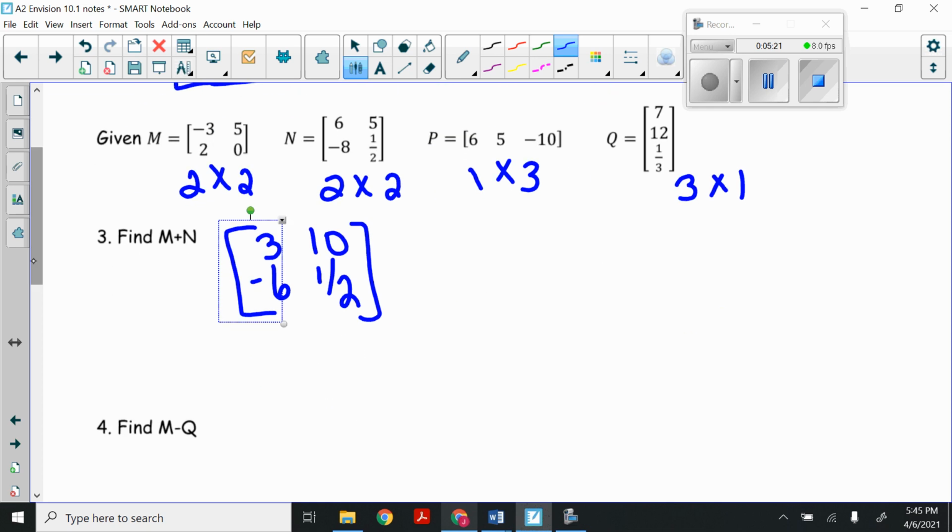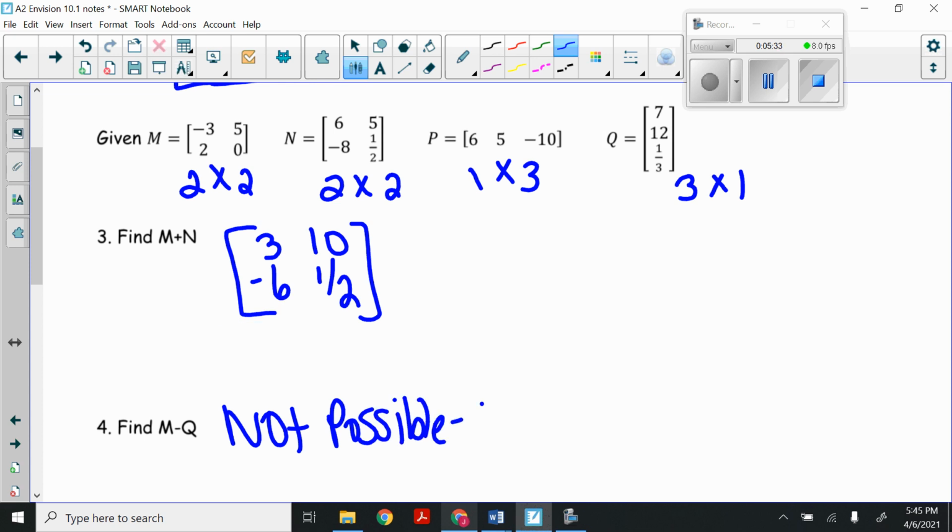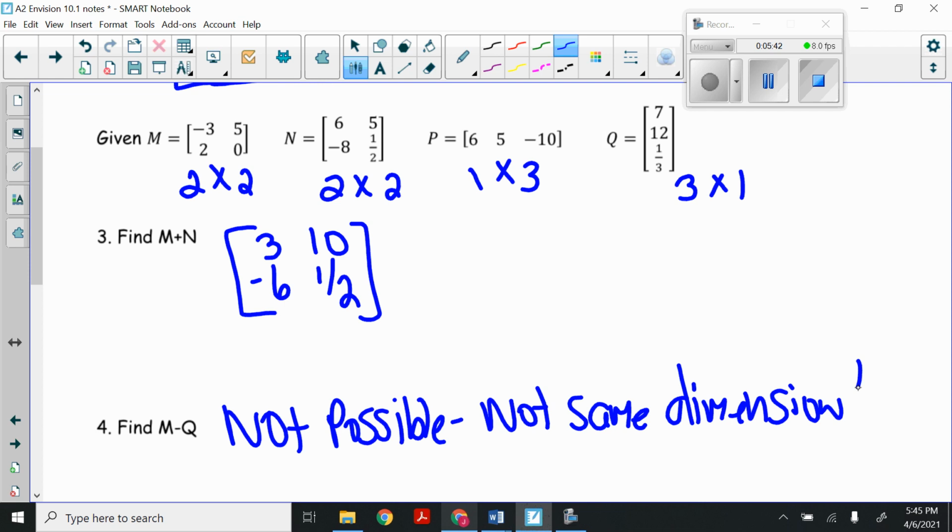Number 4, find M minus Q. M is a 2 by 2, Q is a 3 by 1. So this is not possible because they are not the same dimension. We cannot add them or subtract them.